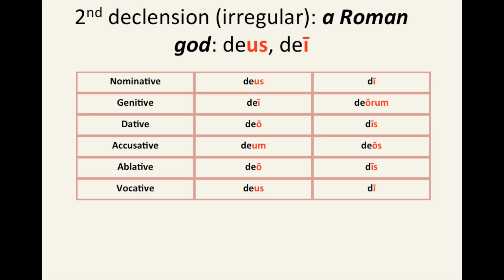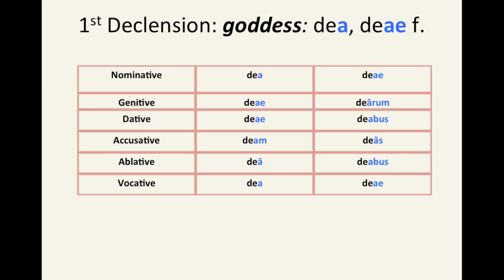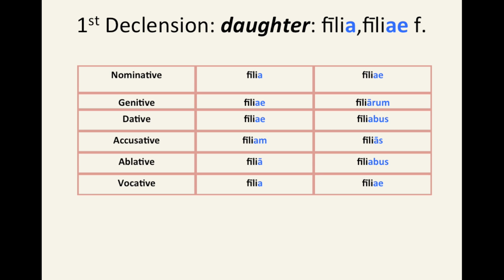And let's go back to first declension nouns and look at the feminine form of deus, which is dea, a goddess. Note that the dative and ablative plurals are deabus and not deis, as you might expect. This is because, as well as dis, deus has deis as a plural dative and ablative form. So deabus is used for dea to avoid confusion. Likewise, the dative and ablative plural forms of filia are filiabus to avoid confusion with filius.